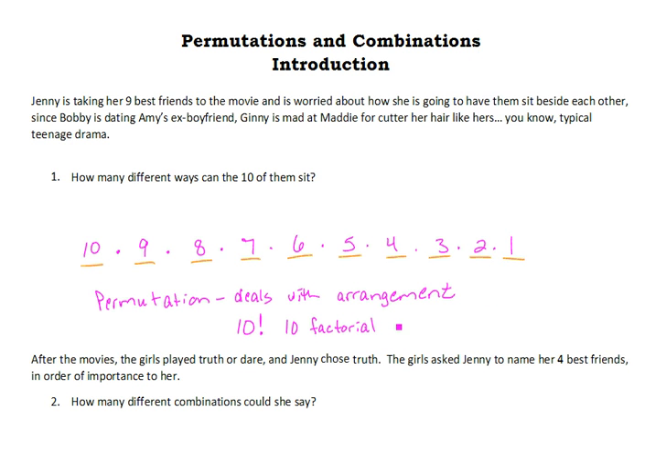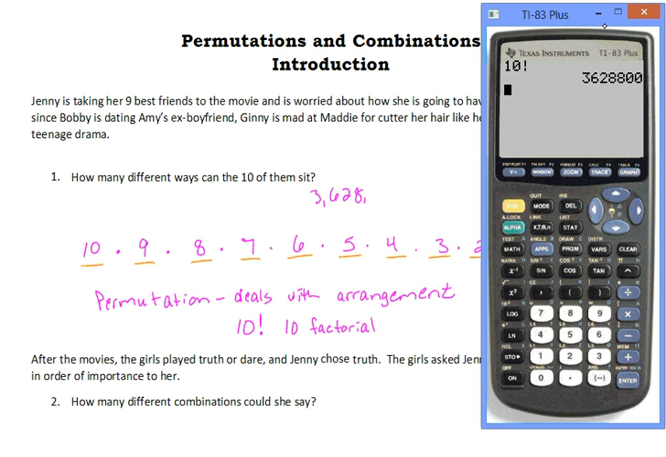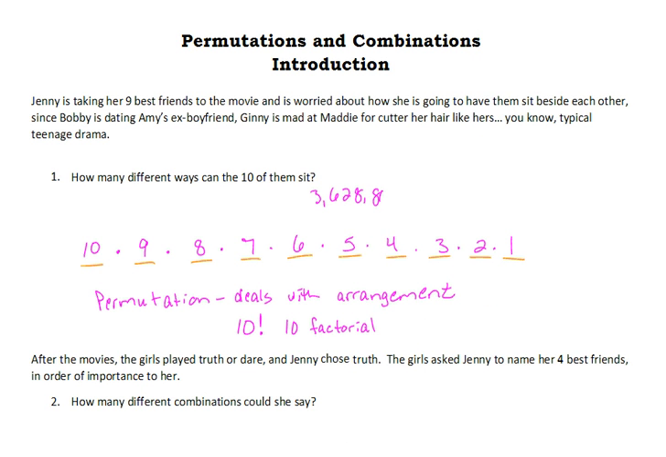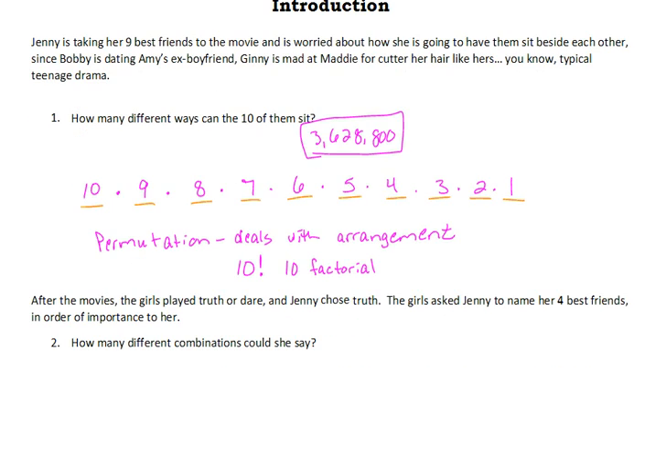Okay, 3,628,800. So 3,628,800, whatever that last number was, 800. Okay, so a permutation deals with arrangement. Factorial is arranging all 10 of those straight away. Okay, let's look at this next one.